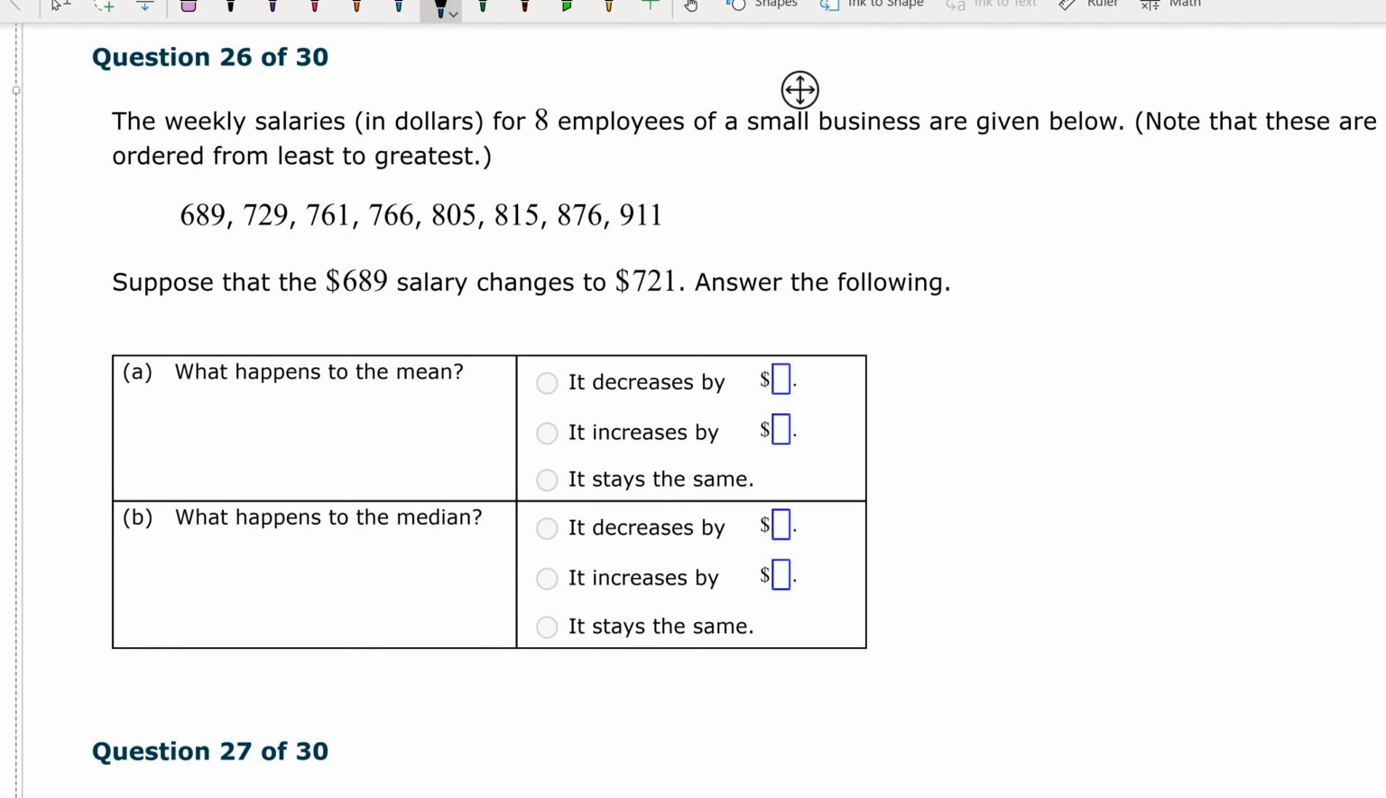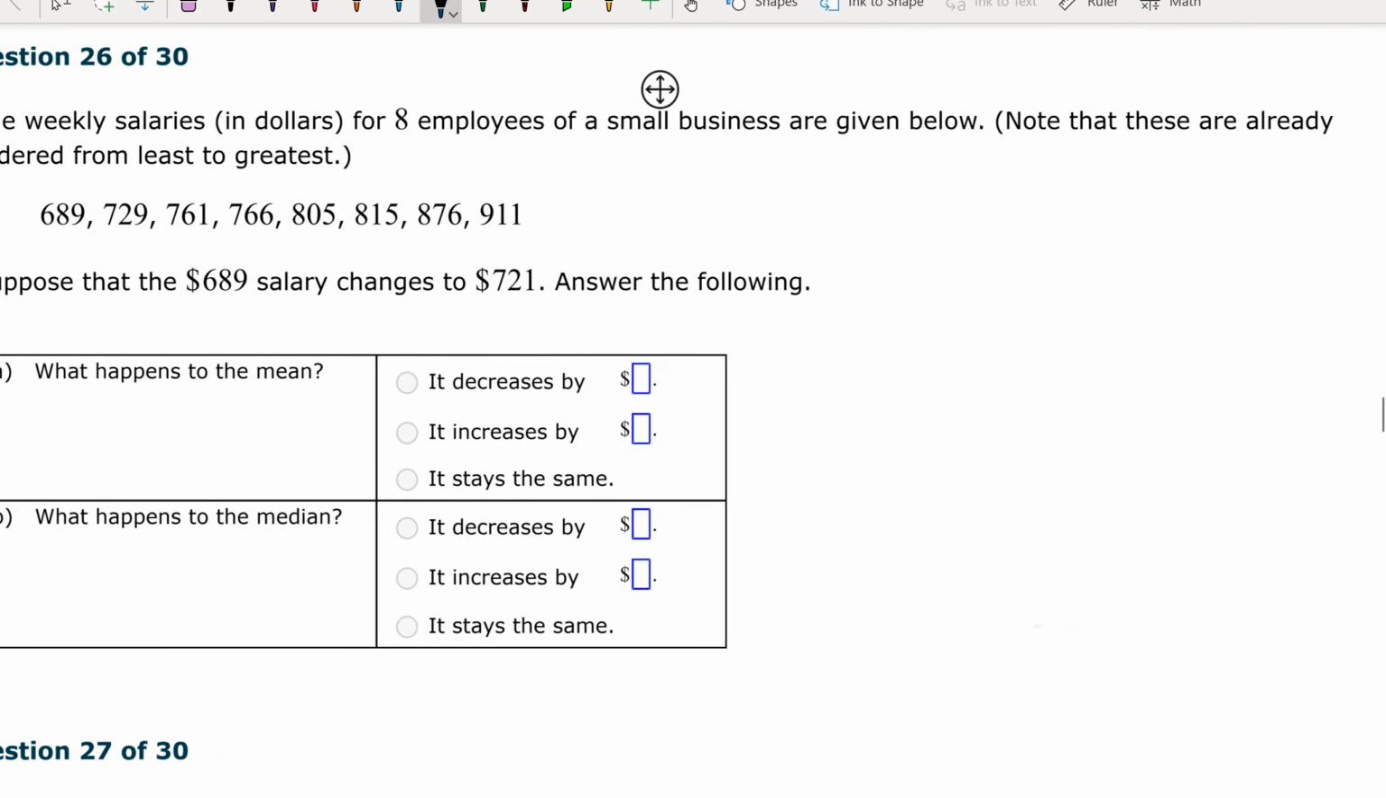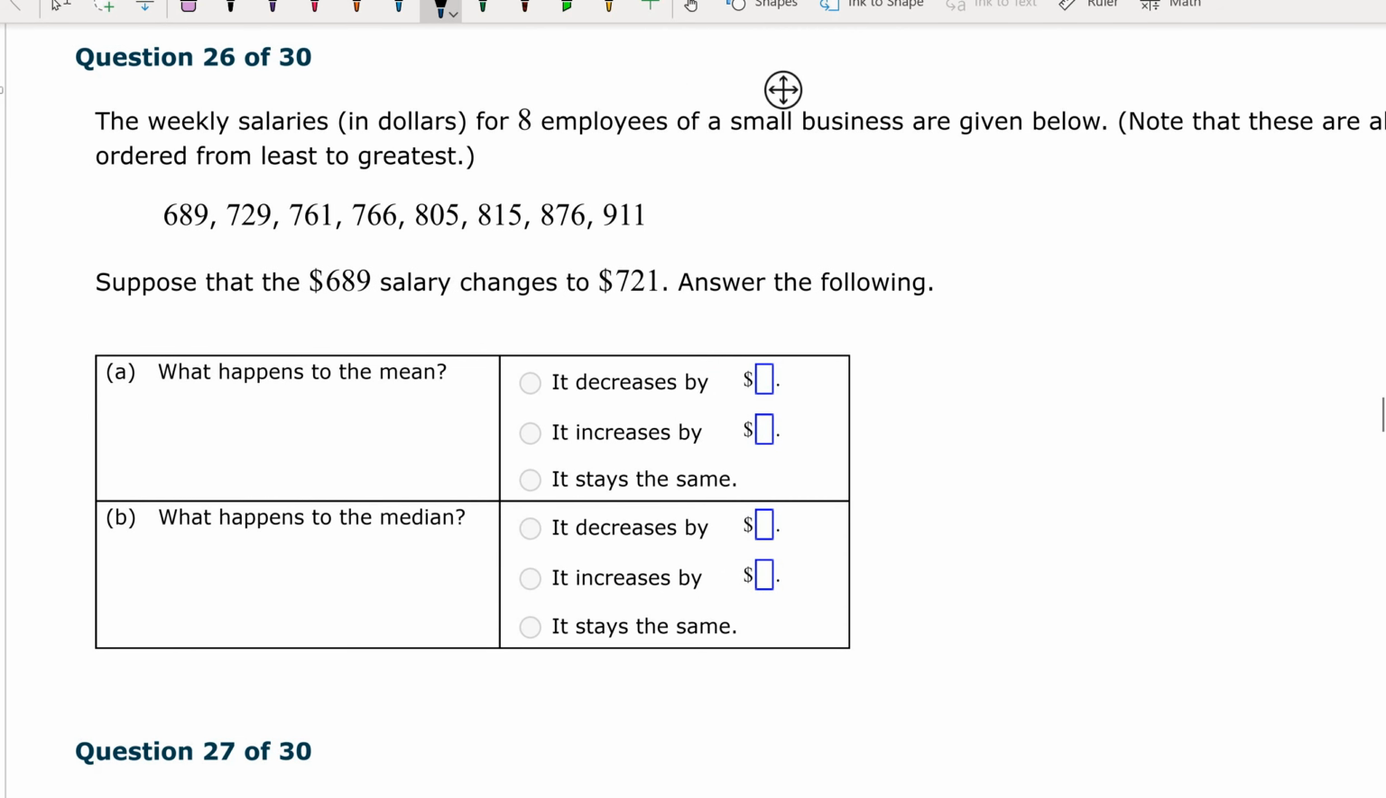This is the last video for your final practice test. Yay! So we will begin at question number 26. The weekly salary in dollars for 8 employees of a small business are given below. Note that they are already ordered from least to greatest. So perfect, they already put all the numbers in order for you.